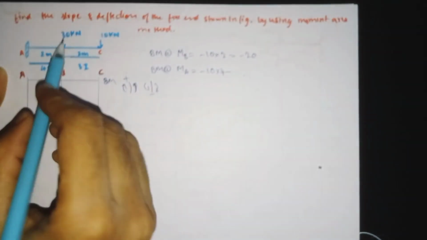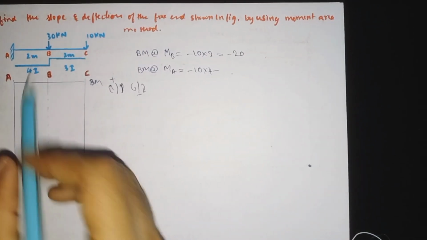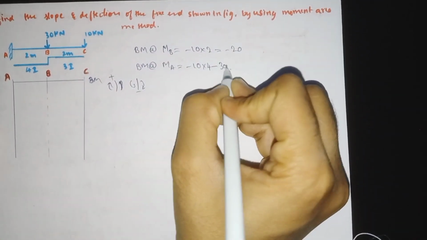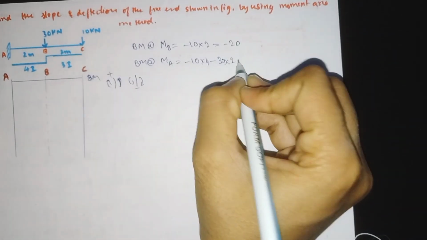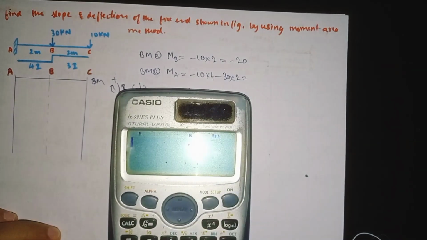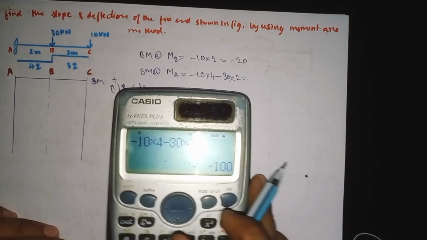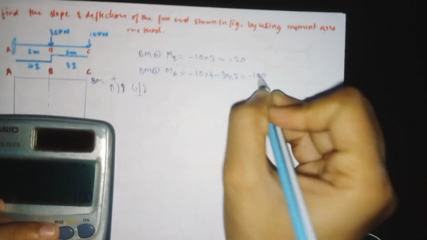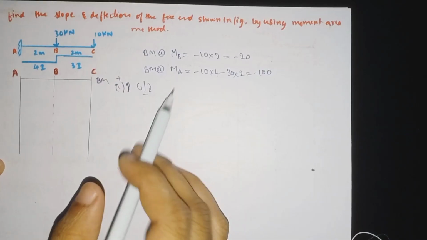And one more load of 30 kilonewton is moving downward. So minus 30 into, at what distance? From here to here is 2 meters. Minus 30 into 2 is equal to, now solve it. So by using the calculator we will solve it. Minus 10 into 4 minus 30 into 2, if you do, it will come out as minus 100. So minus 100. Now we need to draw the BMD by using this value.